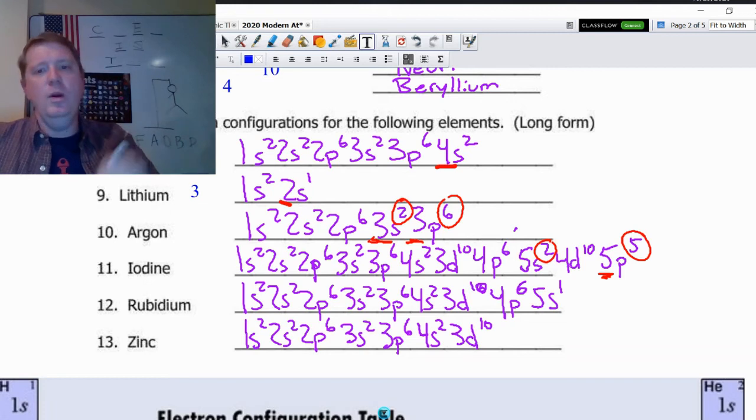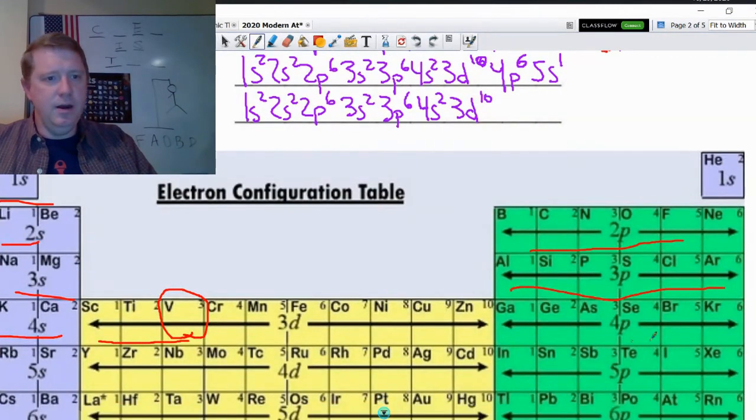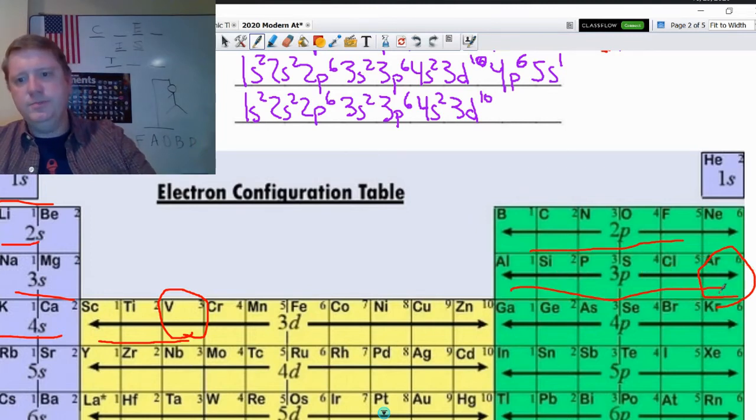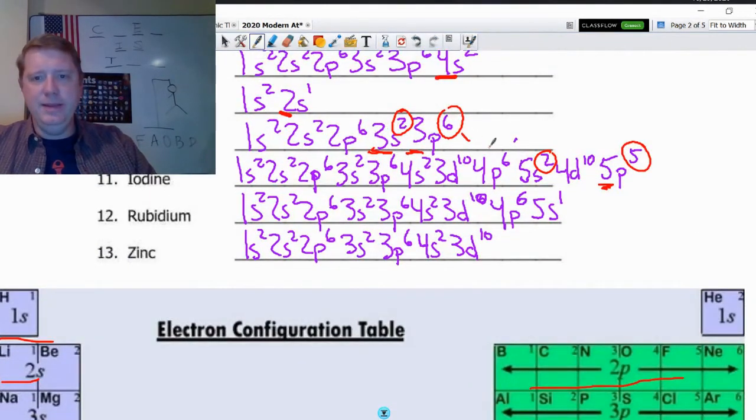I think for argon, we're going to use the other method. We're going to find argon on the periodic table. We're going to see that argon is right here, and it is 1, 2, 3 levels down on the periodic table. It's in this P area, and it's the 6th one over. So argon is going to end up at the very end with 3p6. If you write down 3p6 as the ending, you can build up to 3p6, and you'll have the configuration for argon. Go ahead and try that for iodine, rubidium, and zinc.